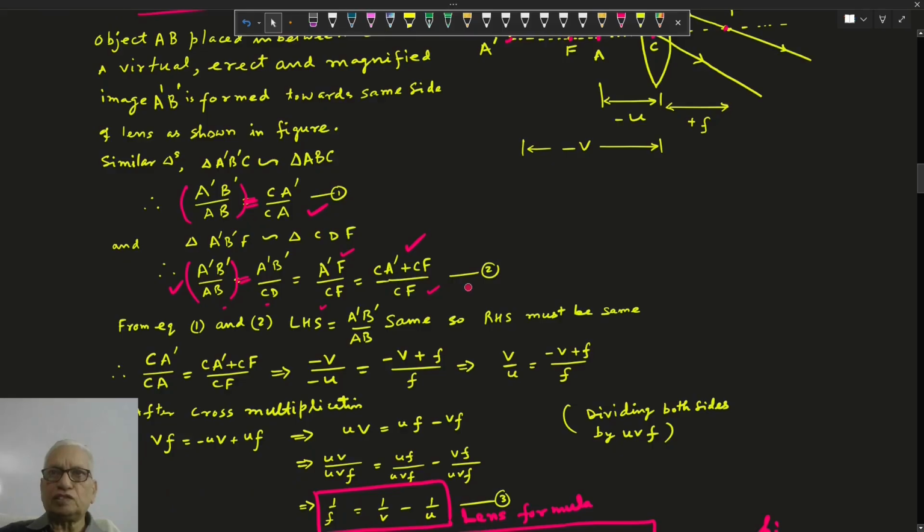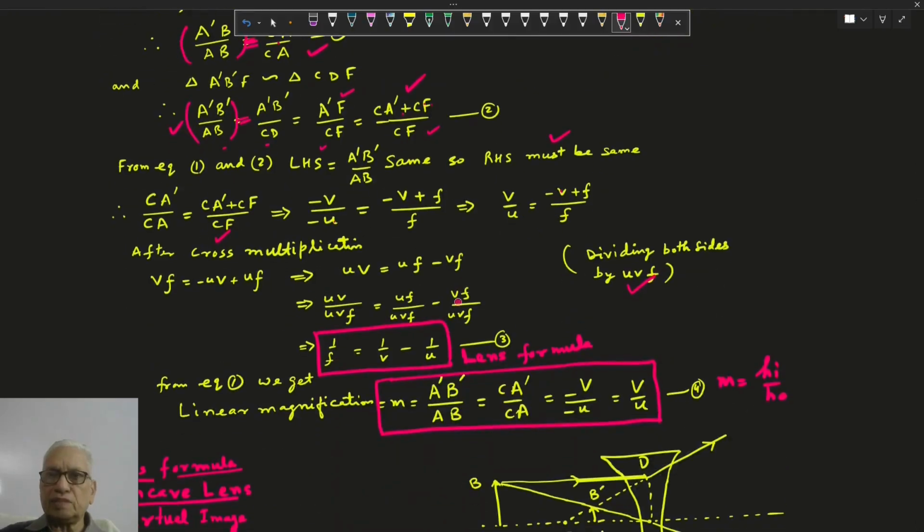So from equation 1 and 2 again, the left hand side A'B' upon AB is the same, so the right hand side must be the same also. So CA' upon CA equals (CA' minus CF) upon CF. By sign convention, putting the distances, CA' is minus v, CA is minus u, and CF is the focal length f. After cross multiplication, we get an expression in uv, uf and vf, which can be written as uv equal to uf minus vf. Dividing each term by uvf and cancelling, 1 by f equals 1 by v minus 1 by u. This is the lens formula.